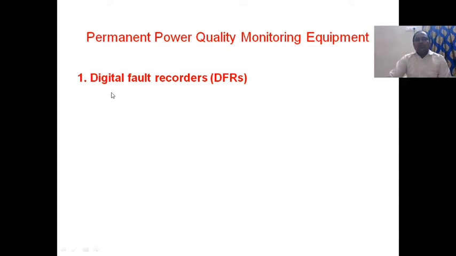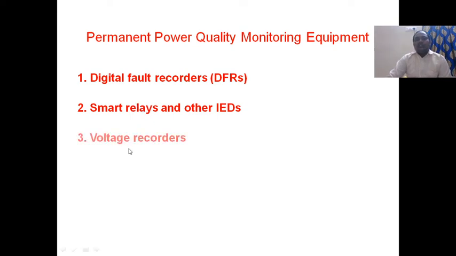Second one is smart relays and other IEDs. Smart relays sense the faults. Third one is voltage recorders. Every time we must record the voltage, because whichever disturbance is present in a system is recorded by the voltage recorders. If the reference voltage is 230 volts, every time we monitor whether it is 230 or not. Beyond 230 or below 230, that will be recorded by using voltage recorders.